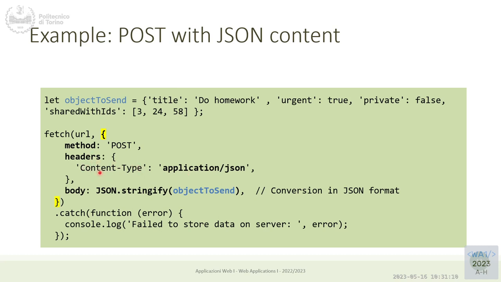And the key of the object is the name of the header, and the value of the object is the value of the header. And finally, body is the string content of what we want to send in the body. So it should be a string. If we have an object, we must convert it to JSON, for example with this method, JSON.stringify. JSON is a package in the standard library, so it's available without importing anything. It just takes an object and converts it to JSON. And so this becomes a string, and this string will be inserted into the body.